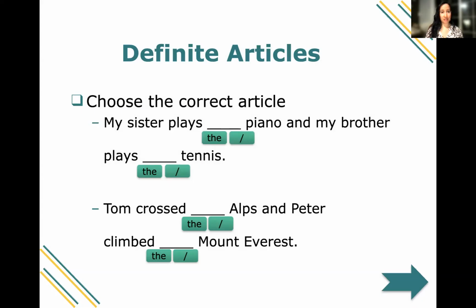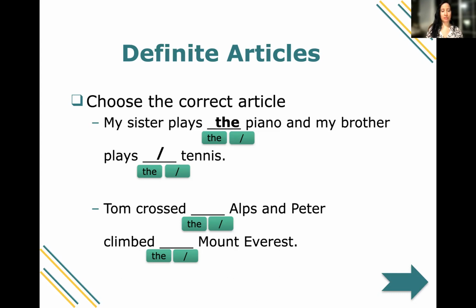Remember definite articles? Well, let's help choose the correct article here. The first one says, my sister plays the piano and my brother plays the tennis. Now remember, the slash means no article, okay? So which are the correct articles in the sentence? My sister plays the piano and my brother plays the tennis, or plays tennis. I was trying to trick you here. Let's repeat this sentence one more time. My sister plays the piano and my brother plays tennis.